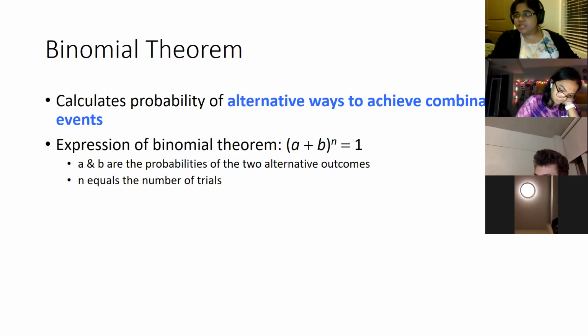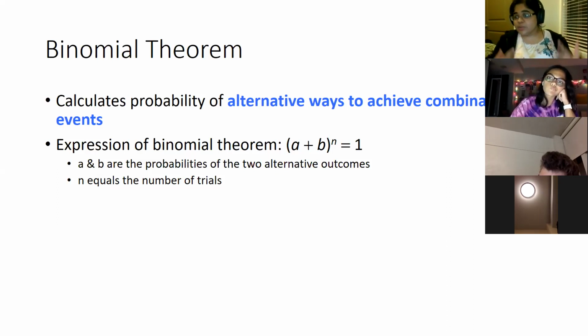So the binomial theorem is another way to calculate the probability of alternative ways to achieve a combination of events. In this case, it involves 2 by 2. This is the expression for the binomial theorem. I know you haven't covered this in lecture yet, so I'll have another video. Dr. Osuna will also go over it, but I wanted to make sure I got a question in here to make sure you understand. A plus B, where A and B are the probabilities of the 2 alternative outcomes that you are testing, and N is the number of trials.